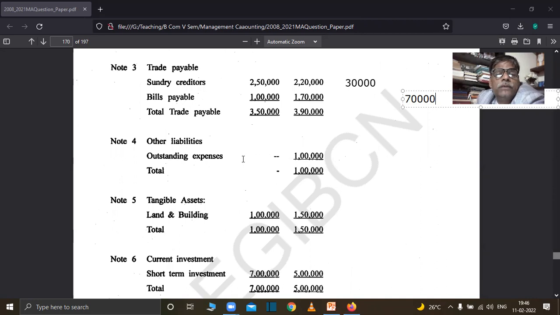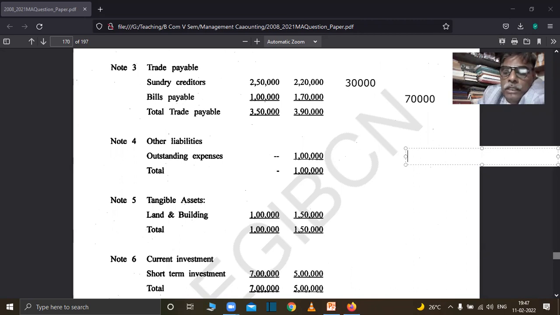Then outstanding expense. First column 0, second column 1 lakh. 1 lakh increase is there. 1 lakh increase goes to decrease column. First column 0, second column 1 lakh. So the difference is 1 lakh. 1 lakh increase is there, 0 to 1 lakh.